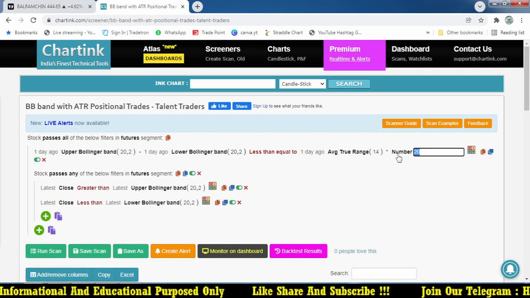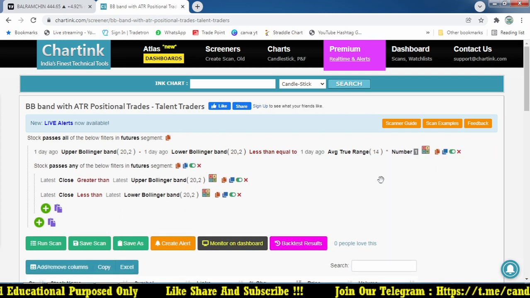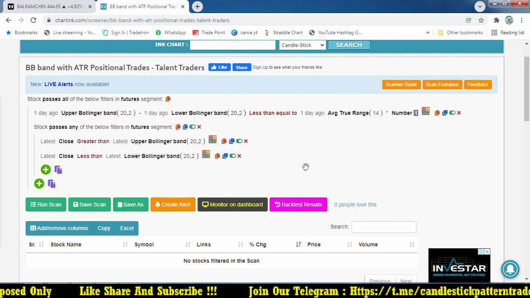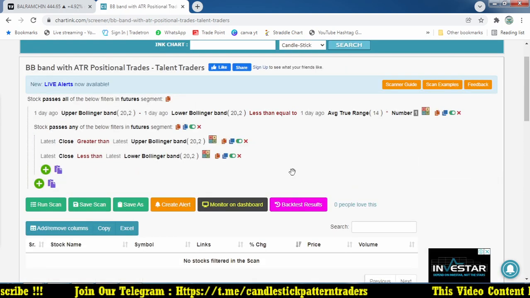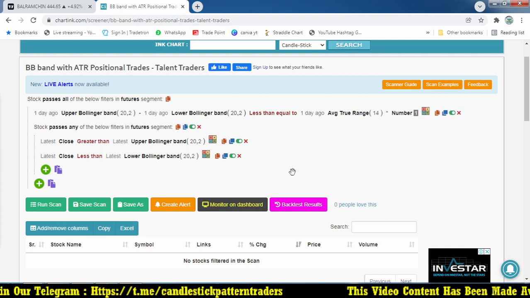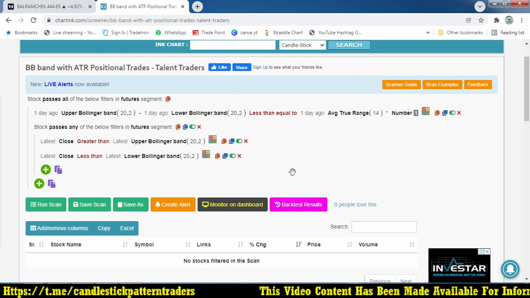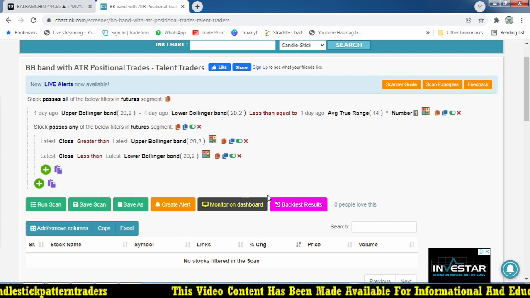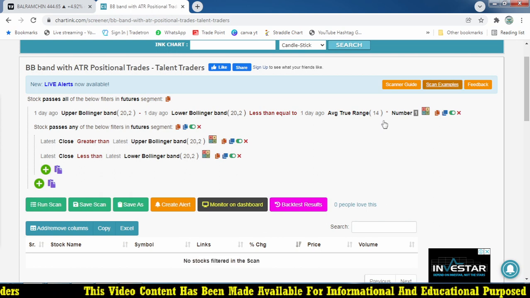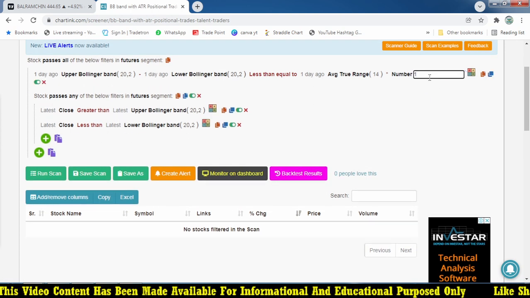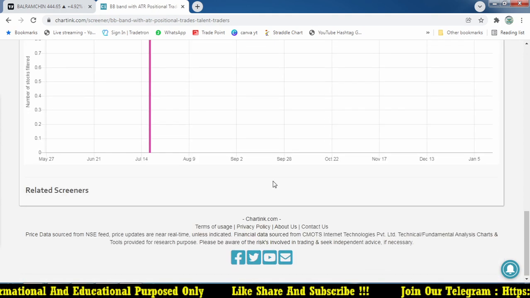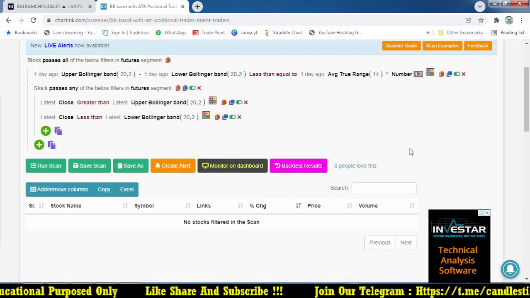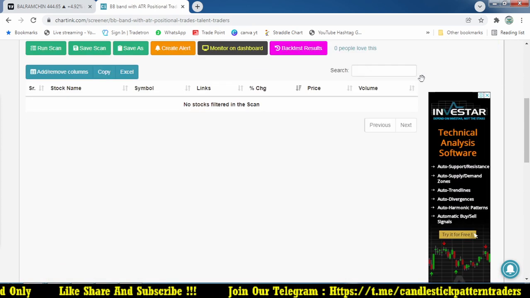So ATR, if the ATR is 1. Okay, so that is a mistake. We are doing that. We didn't get any stocks. But where we made a mistake. Let us close is greater than, let us upper Bollinger Band 22. Everything is right. So let me try it out. So we need to change this to 1.2. Got it. So the ATR, we are multiplied by the ATR, so 1.2.